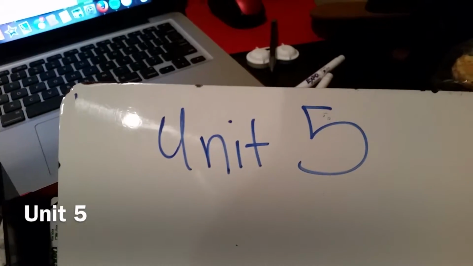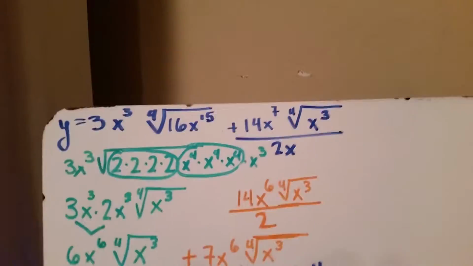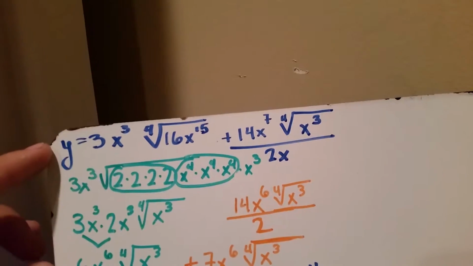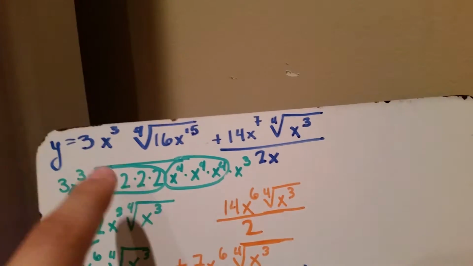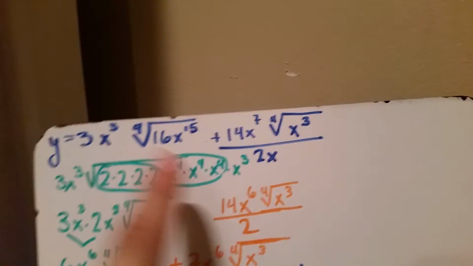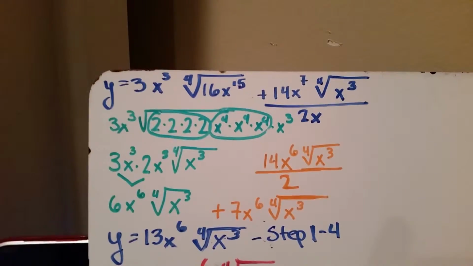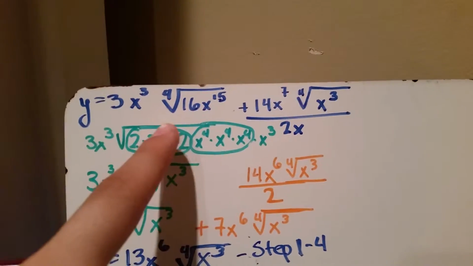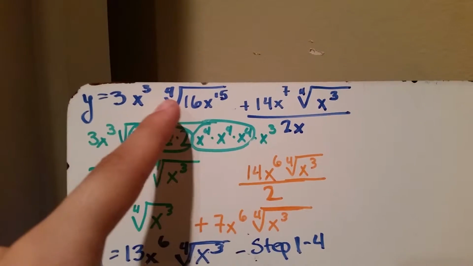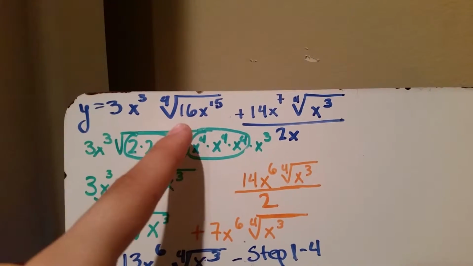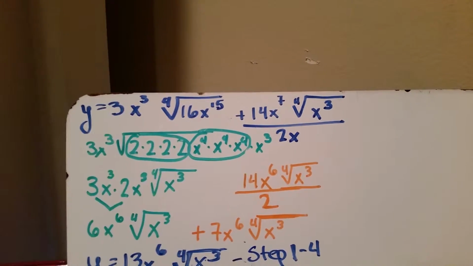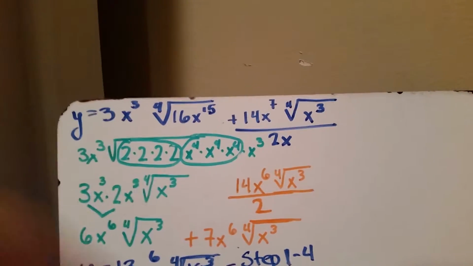The unit we're working on is Unit 5. Now we're going to be doing the equation that is in blue. First, we're going to do the equation that's on the left of the plus sign. So you want to find out what goes into 16 4 times. What times itself 4 times gets 16, and then x to the 15th.